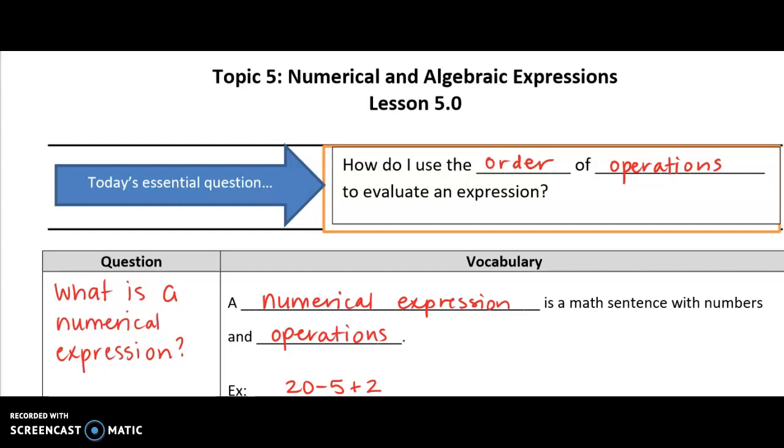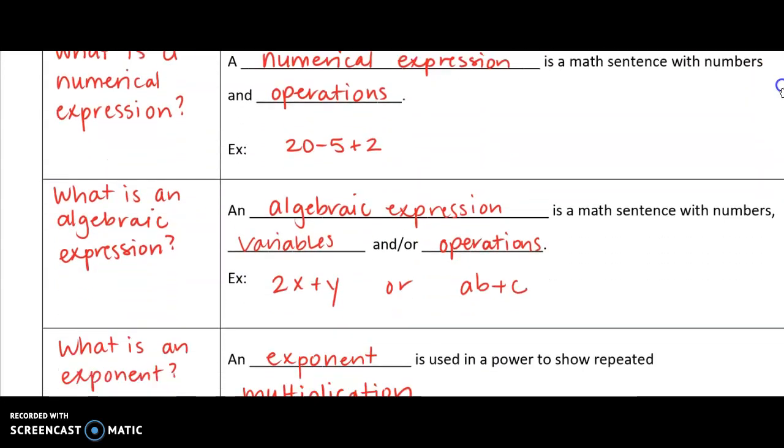The very first vocabulary word today is numerical expression. A numerical expression is a math sentence with numbers and operations. For example, 20 minus 5 plus 2 is a numerical expression.